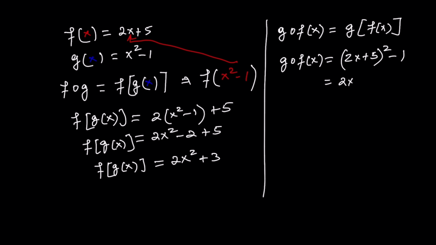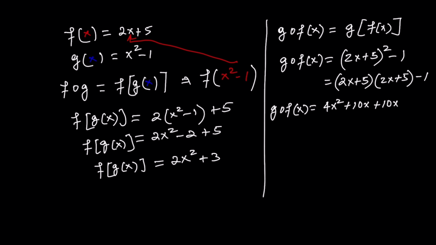Now rewrite the square as multiplication. That's 2x plus 5 times 2x plus 5. Let's multiply using FOIL. 2x times 2x gives 4x squared. 2x times 5 gives 10x. 5 times 2x gives another 10x. 5 times 5 gives 25.